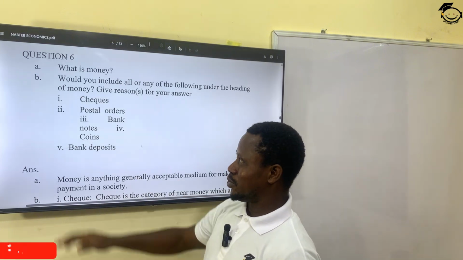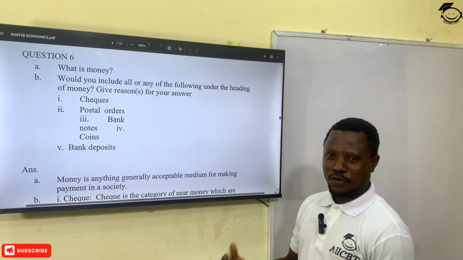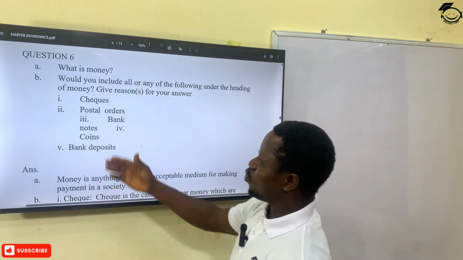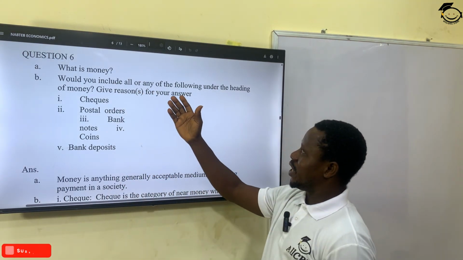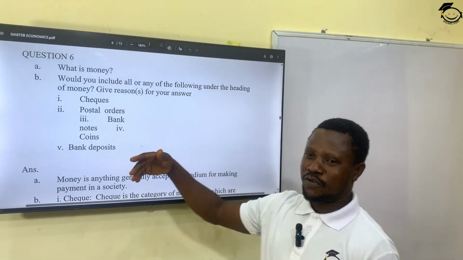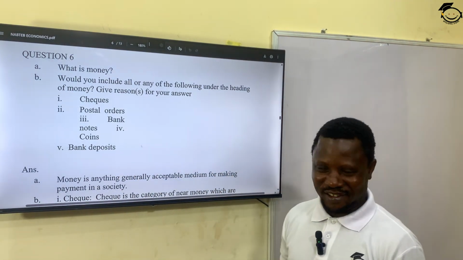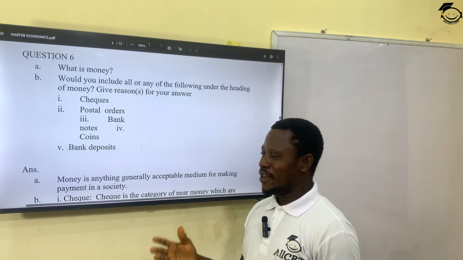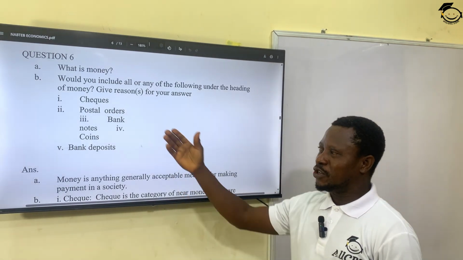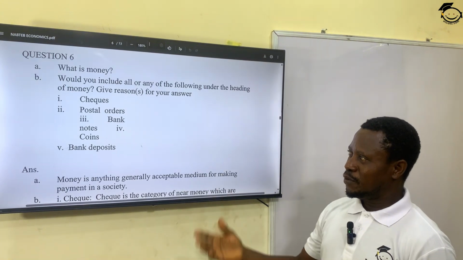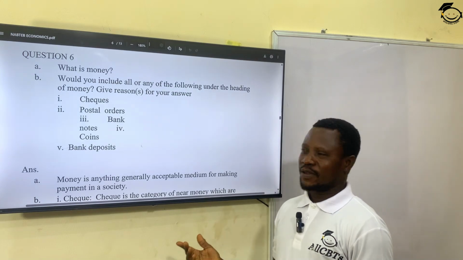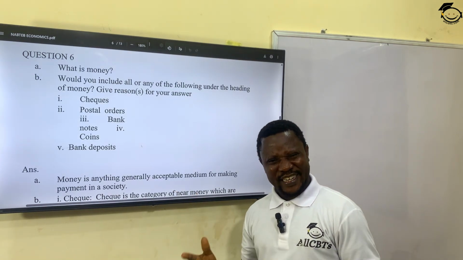Now, I like this question. This question is thought-provoking. It's asking for your own thought. It said, will you include all or any of the following under the heading of money? Will you say all these are money? Give your answers. How do you give your answer? By interpreting or telling us the meaning of each one of these. Checks, postal order, banknotes, coins, and bank deposits. All these are near money.